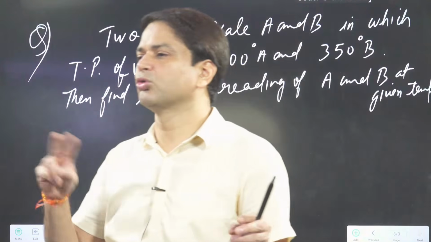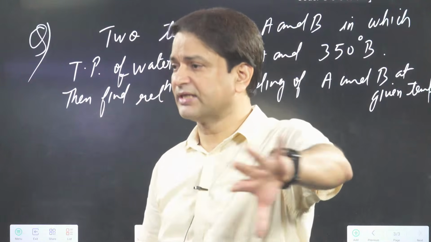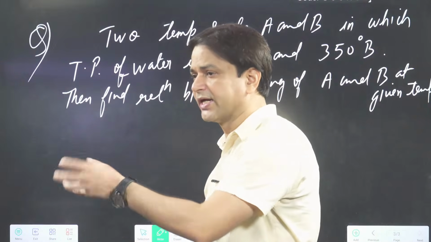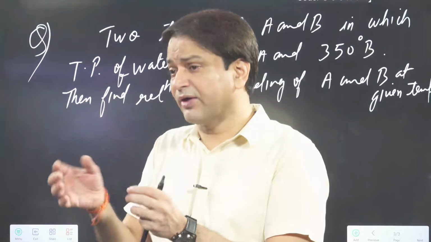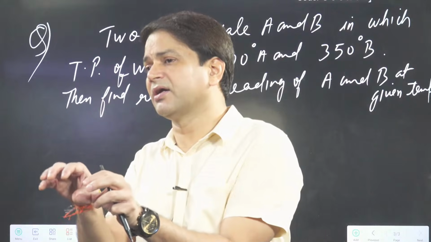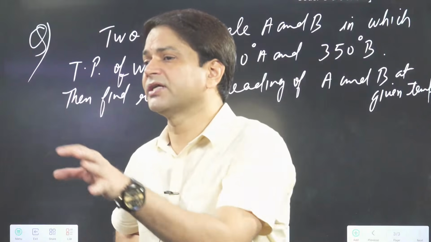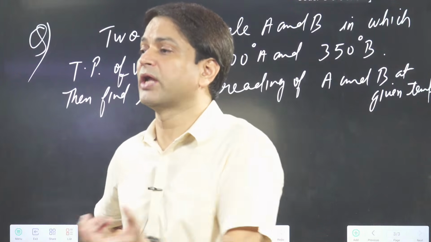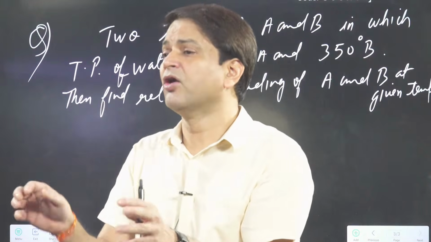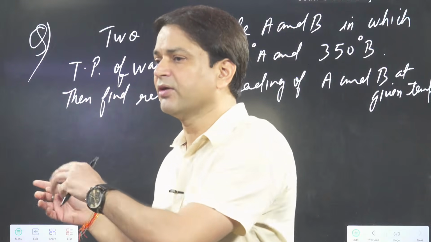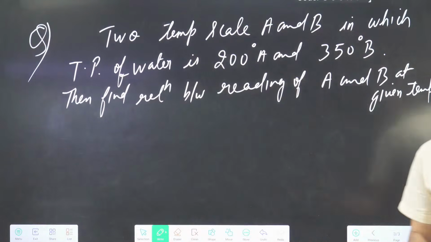So here they are saying I'm using two thermometers A and B, in which the triple point of water is what? In scale A, it is 200 degree A, and in scale B, it is 350 degree B. This data, everybody got. Now they are asking, for any temperature, what is the relation between the reading of A and the reading of B? Like if I ask for any temperature, what is the relation between Fahrenheit and Celsius, then you will say, sir, F is equal to 9C by 5 plus 32. That is the relation between Celsius and Fahrenheit for any given temperature. Same here, they are asking the relation between the reading of A and the reading of B at a given temperature. Did everybody understand the question?